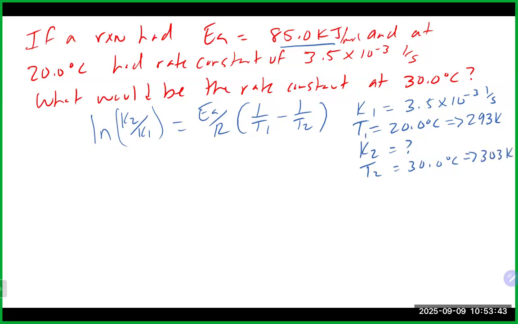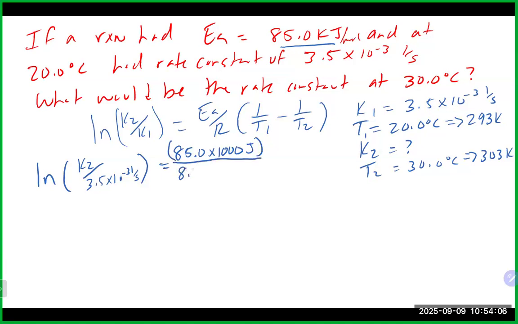At that point, we should be pretty good. I'm going to go into this here: natural log of K2, which is what I'm looking for, over K1, 3.5 times 10 to the minus 3 reciprocal seconds, equals my E of A. This is going to be 85. I'm going to actually multiply it by 1,000. The reason I'm multiplying by 1,000 is that will convert it to joules. That way, when I divide it by the bottom there, which is in joules, I should be in good shape.